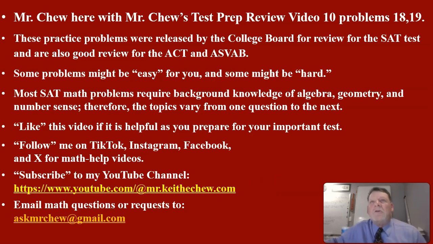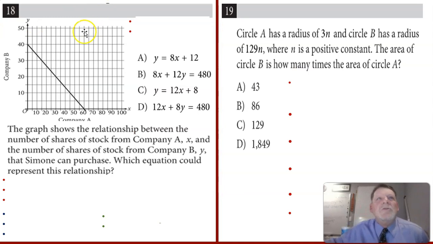So let's look at today's problems. The first problem has a graph, and it's a linear graph, and it talks about the relationships of company A and B. Simone wants to purchase some stock. Which equation represents this situation? And it gives you forms. Company A is on the x-axis, company B is on the y-axis, and we'll analyze this graph.